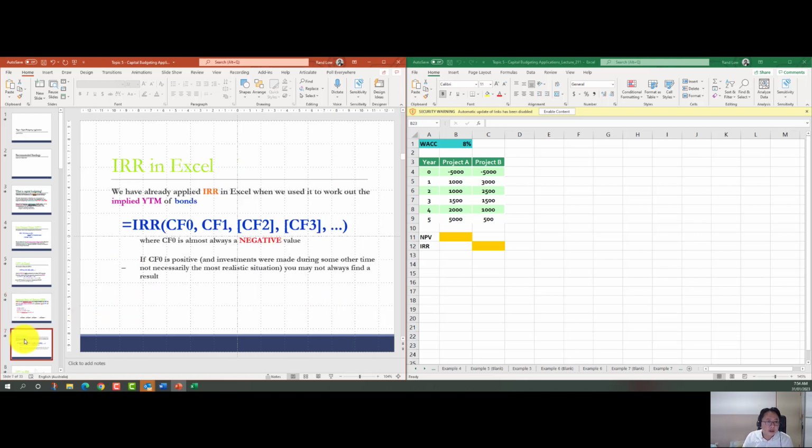So IRR, we actually have used it before. We used it when we calculated the yield to maturity of the bonds, especially when we have all the different cash flows. Okay, we can actually use IRR to work out the yield to maturity.